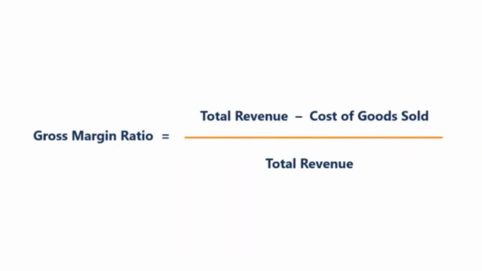Let's now talk about profitability ratios. What are those? You have gross margin ratio. This calculates the percentage of revenue that are left over after COGS. COGS stands for cost of goods sold. Again, folks, we're putting all the formulas on the screen so you can see it. So gross margin ratio equals revenue minus cost of goods sold divided by revenue.